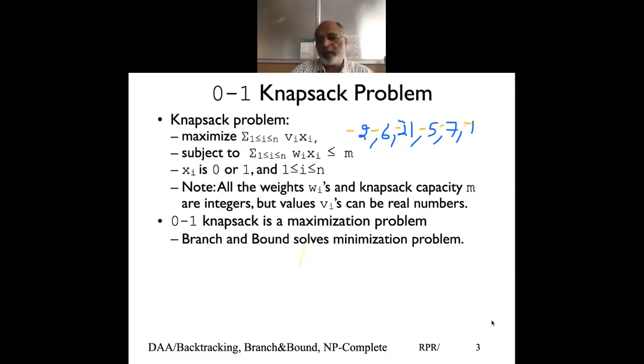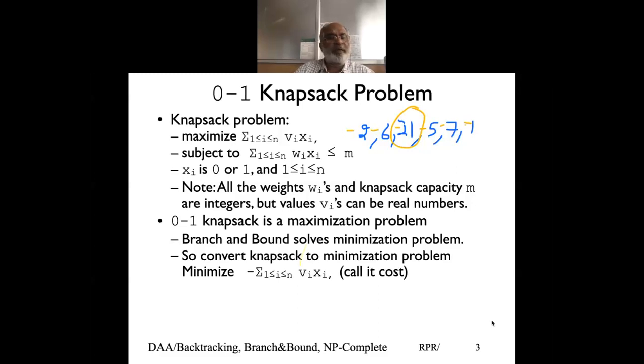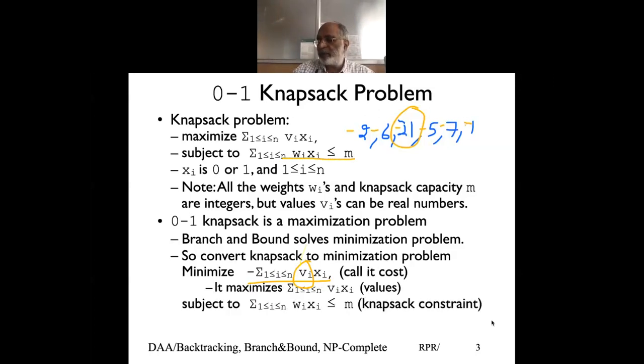and you take the minimum, which is -21, and then put it back positive, this becomes a minimization problem. And that's essentially what we do with our knapsack. So essentially convert maximization to minimization. That means change the values to negative. We say minimize sum of vi xi subject to the constraint that sum of wi xi has to be less than or equal to m.